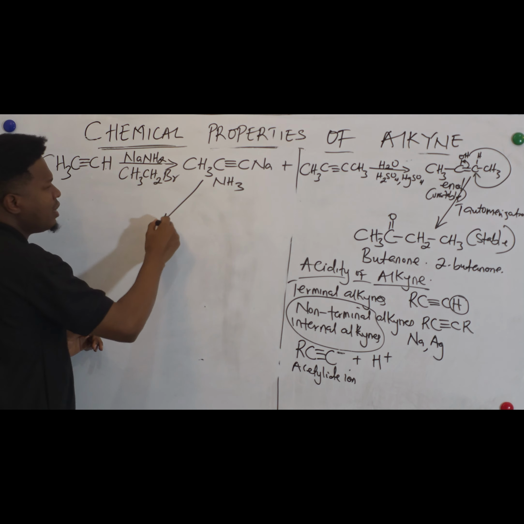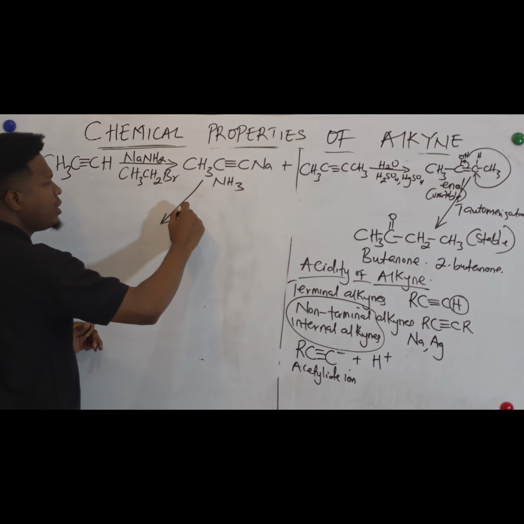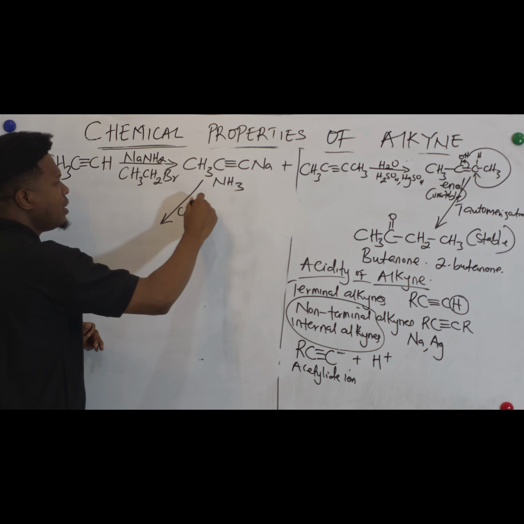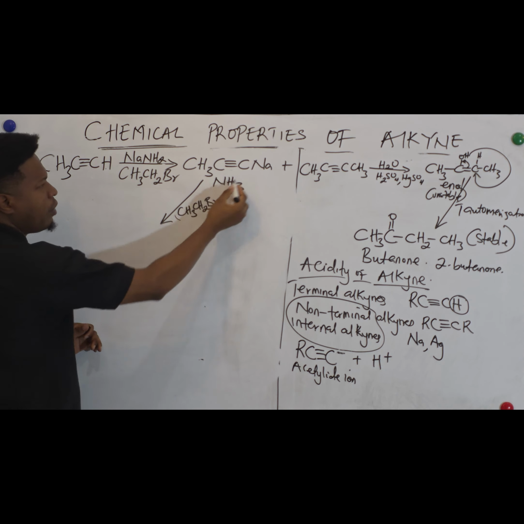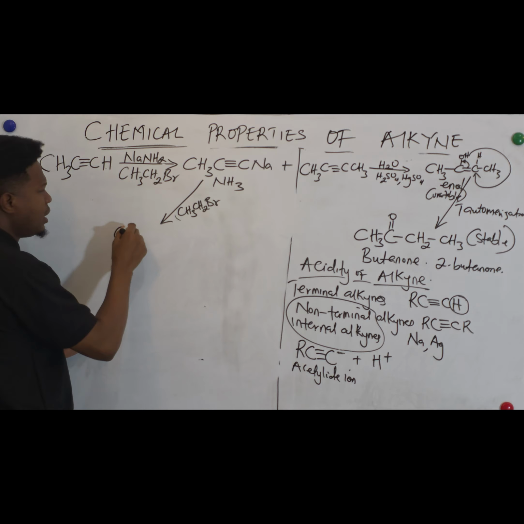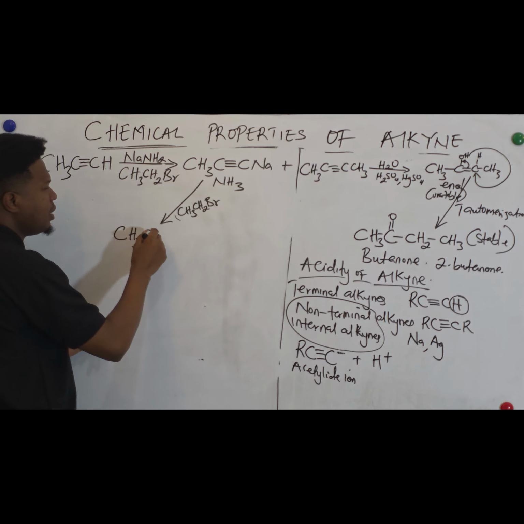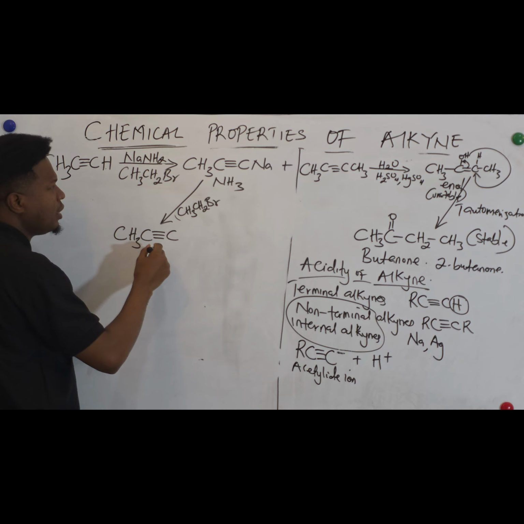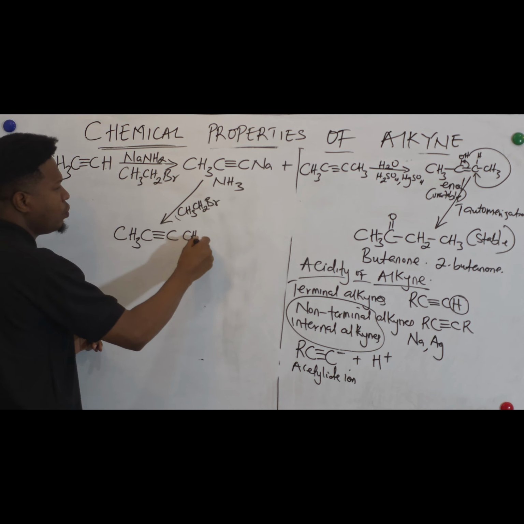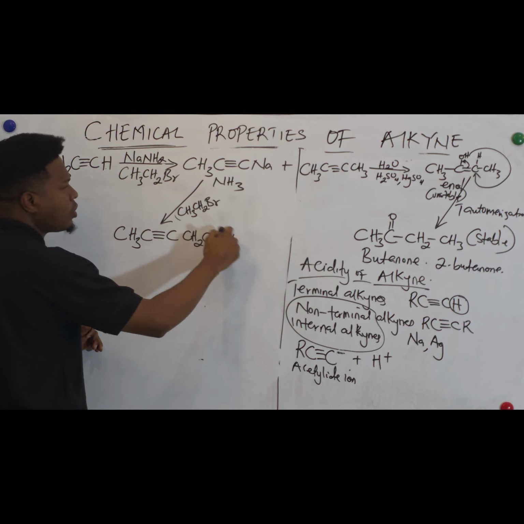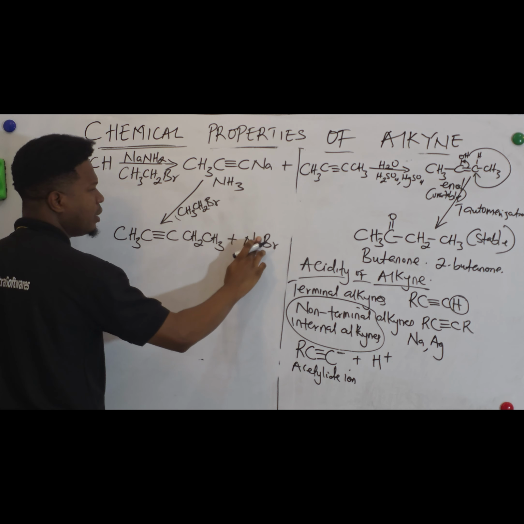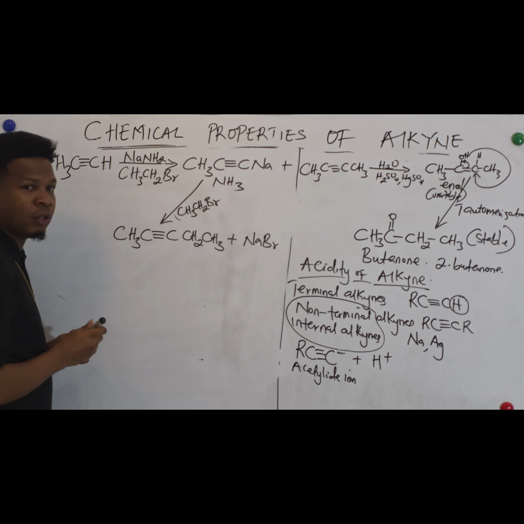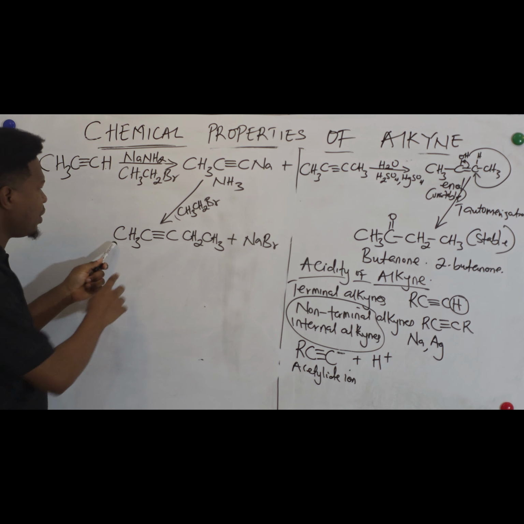Then we subject the acetylide that is formed here to CH3, CH2, Br. The Br will pick up the sodium, and then the ethyl group will attach here. So I'll have CH3, C triple bond C, CH2, CH3 plus bromine and sodium, which will form sodium bromide.